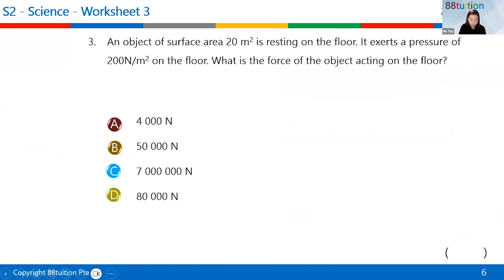Now, back to pressure again. An object of surface area 20 m square is resting on the floor. It exerts a pressure of 200 Newton per meter square on the floor. So what is the force of the object acting on the floor? I think this is pretty straightforward. The first thing you do, LeBron, follow your formula again. I change it to A, so force over area. So always make use of this formula.